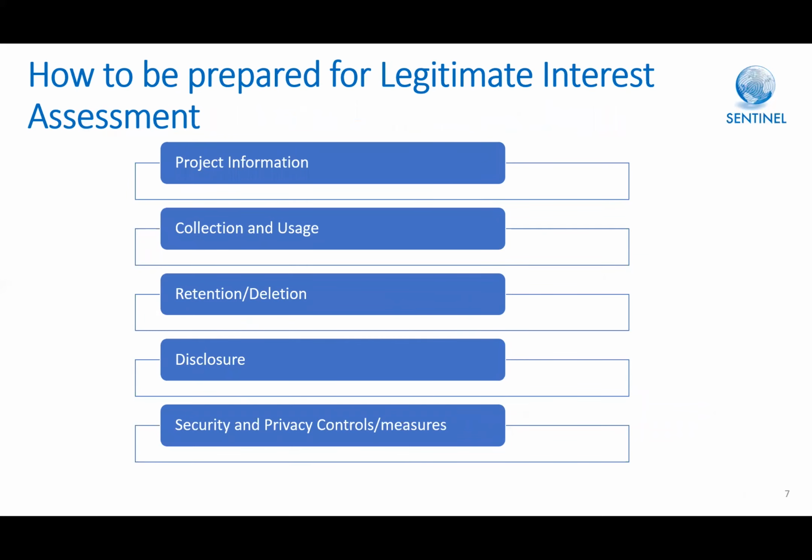Before engaging with the privacy team to conduct and document the assessment, it is always a best practice to gather information beforehand with respect to the project, which would typically include details on the processing activity, who the data controller is, what the business-user relationship is, third parties with whom the data will be shared, user privacy notice coverage, etc. Similarly, information on collection and usage, deletion, disclosure, and security and privacy controls in place to protect the data should be collected.